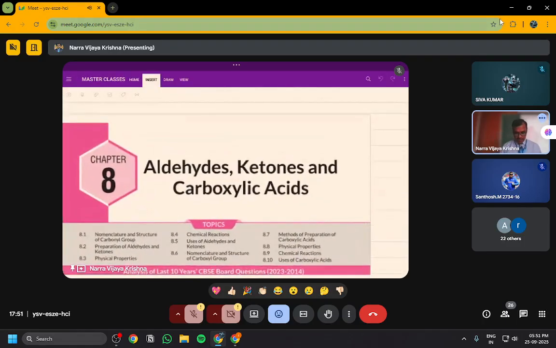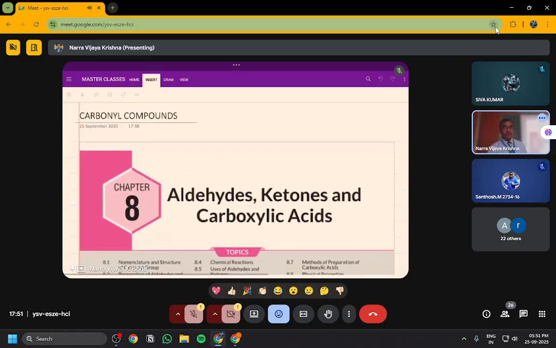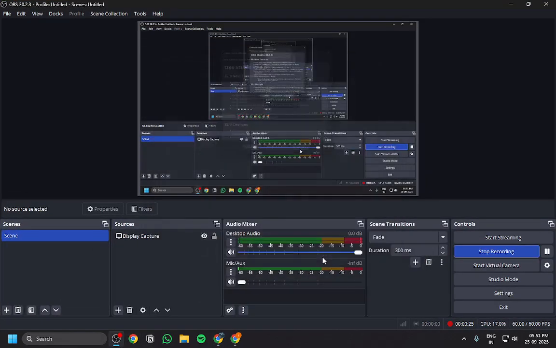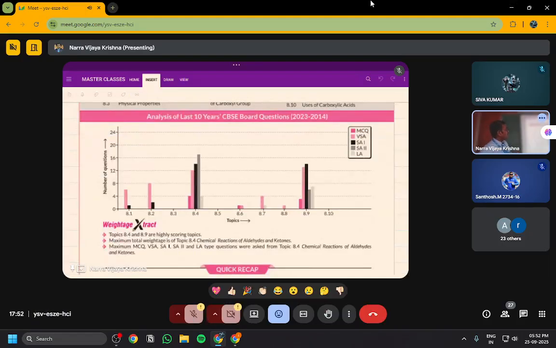Everything related to boards, nothing beyond that. If it is not there in your board, I will not. I think this is MTG, right? This is your board's weightage.